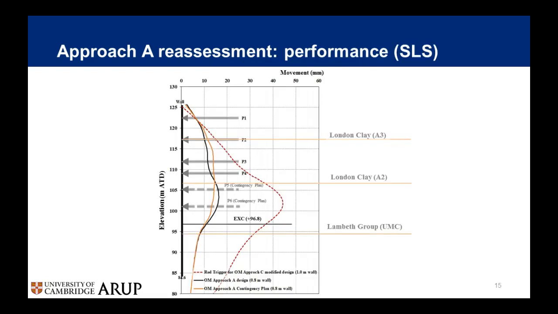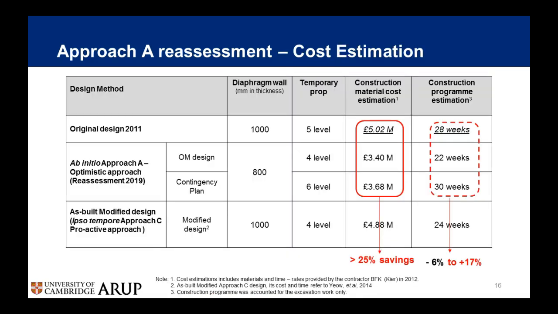And here is the wall deflection under the serviceability limit state calculation, and these are required for the construction control. So as far as the reassessment by the ab initio approach A design is well below the red triggers defined by the project, I think the design is safe. And here I present a summary of the cost comparison.